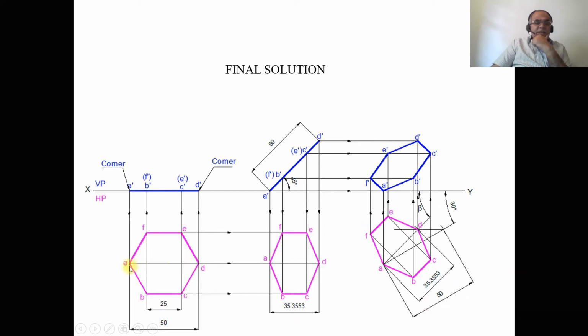Then once you do that, with A as center, taking the radius of 25, cut on the circumference of the circle in the top side and also on the bottom side.